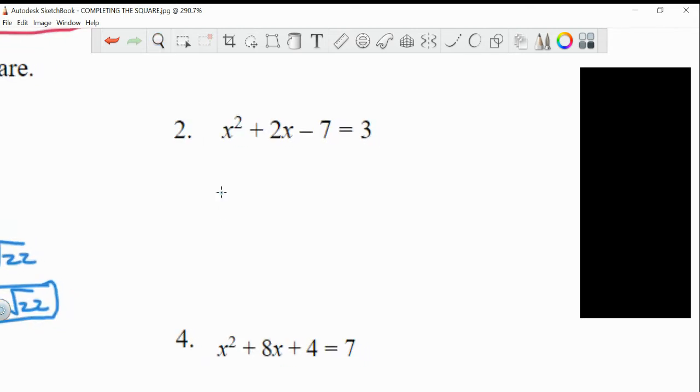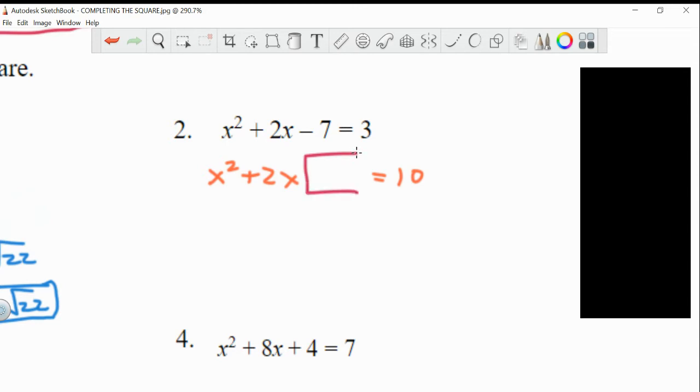Okay, and when I'm speeding it up, it's not to leave you in the dust, but to show you how fast you can solve these questions. So the first thing that I need is room right here to add in the perfect number. So I need to move the 7. So I'm going to get x squared plus 2x, leave some room, equals 10.